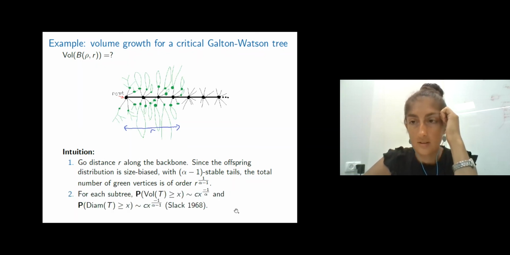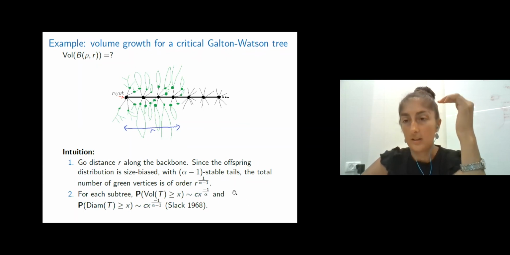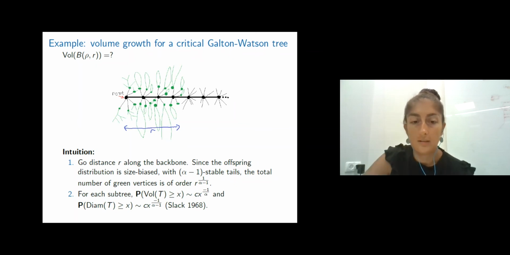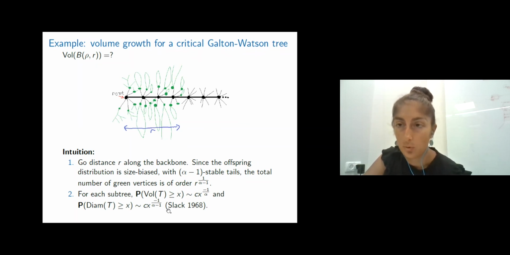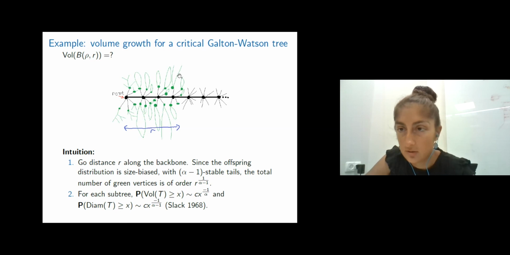So this is a nice fact. There are ways to code random trees through random walk excursions, I don't want to get into it now. So you can get these two asymptotics here from looking at asymptotics for random walk excursions. For example, this is somehow the length of a typical random walk excursion. And so you have some nice asymptotics for the volume and the diameter of these subtrees which are attached.